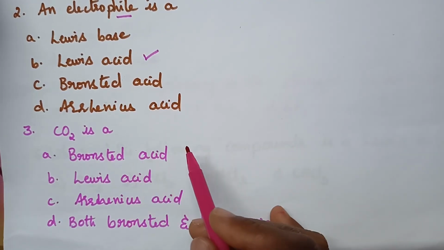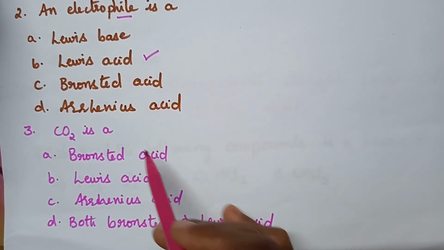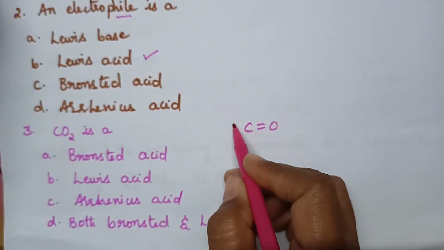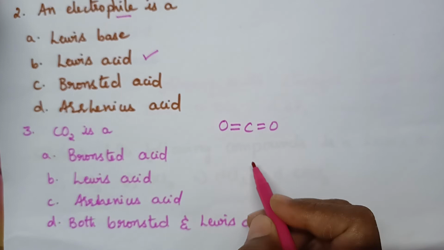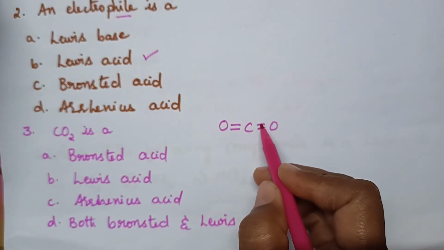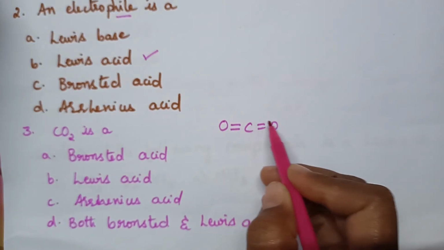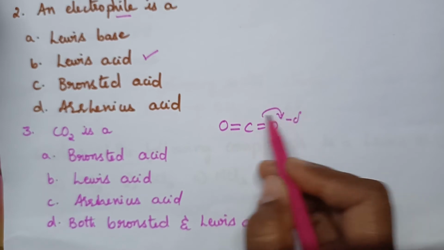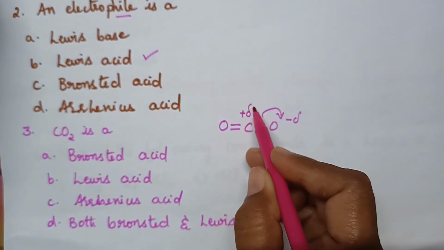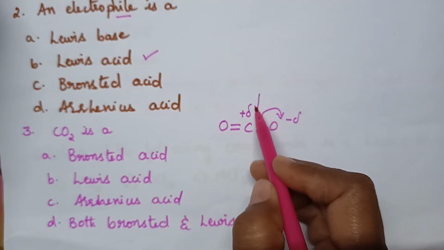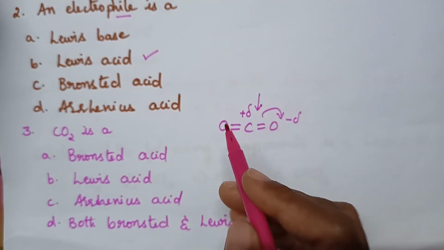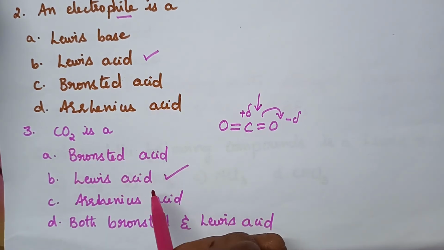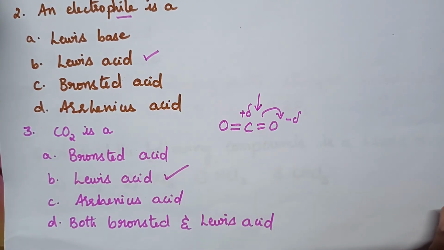CO2 is an example of... Here we have to consider the detailed structure of CO2. The double bond is present between carbon and oxygen atom. As a result, oxygen carries negative charge and carbon carries partial positive charge and hence it can act as a Lewis acid. So carbon dioxide is an example of a Lewis acid.